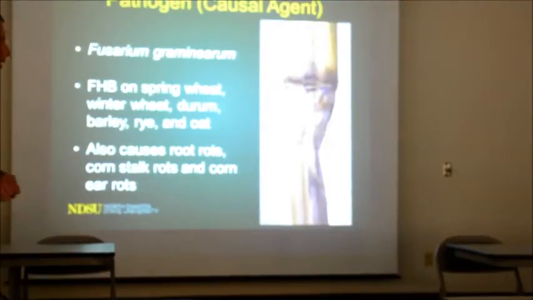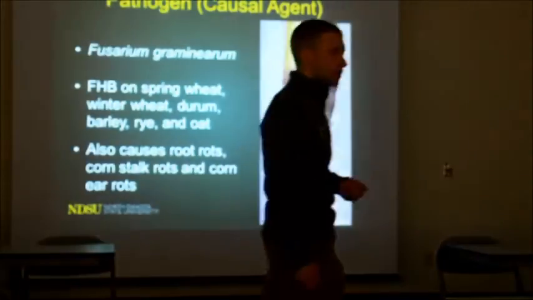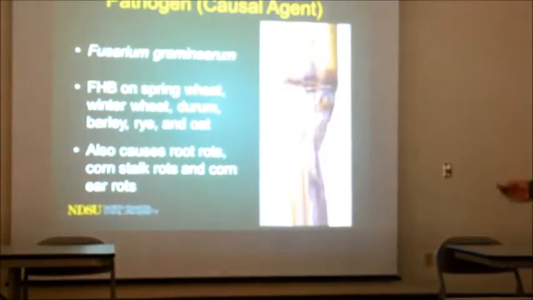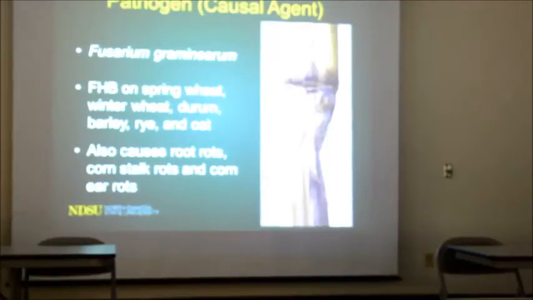First thing that we need to know is Fusarium graminearum is the primary agent, and the one thing about Fusarium graminearum is that it has several host crops. It can be a disease causing Fusarium head blight in wheat, winter wheat, durum, barley, rye, and oat, but also survives saprophytically. What that means is think of it like mushrooms on a log. It can colonize host tissue.